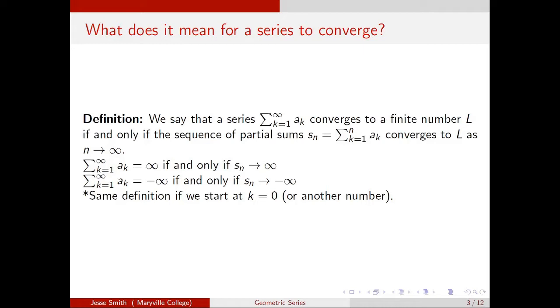So the limit of S sub n should be, and it is by definition, the summation from k equals 1 to infinity of a sub k, or the infinite series. We will say that the infinite series diverges to infinity if and only if the partial sums diverge to infinity, and that the infinite series diverges to negative infinity if and only if the partial sums diverge to negative infinity. This definition can quickly be modified if we start out at k equals 0 or any other starting number on the bottom limit of the summation.